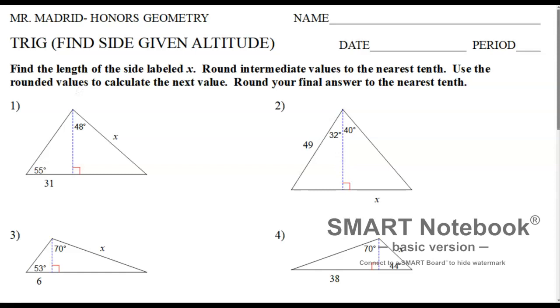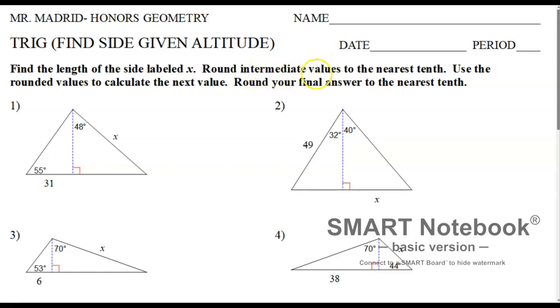So let's go ahead and read the instructions. Find the length of the side labeled x. We've done something like this, but the triangles look a little more advanced. Round intermediate values to the nearest tenth. What this means is that we're going to have to do work which will give us something of value that'll actually get us to the answer. So intermediate, it's in the middle.